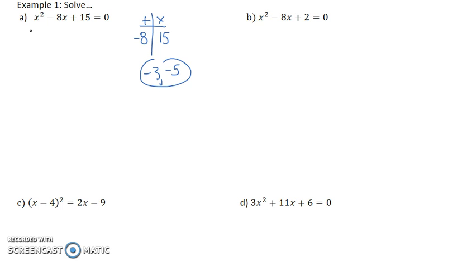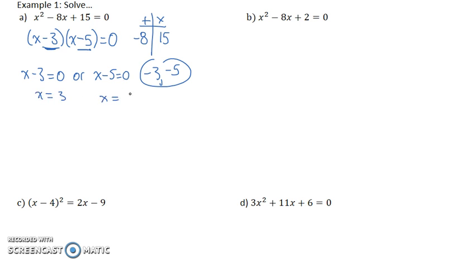So then I go ahead and I just factor that directly because it's a simple trinomial. I write my x and then I leave my negative 3 space open and my negative 5 space open. I just write those in. Which means that x minus 3 equals 0 or x minus 5 is equal to 0. Which means x is equal to 3 or x is equal to 5. And we found both of those solutions very quickly in that way.